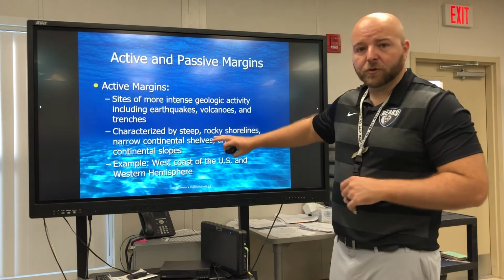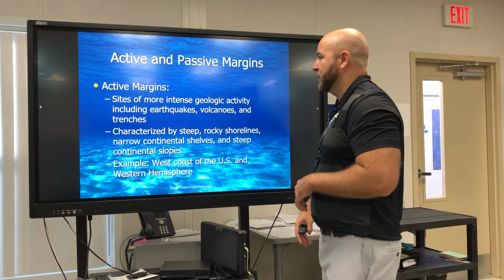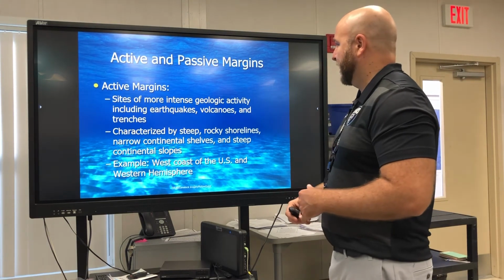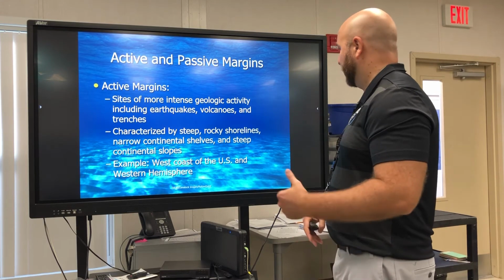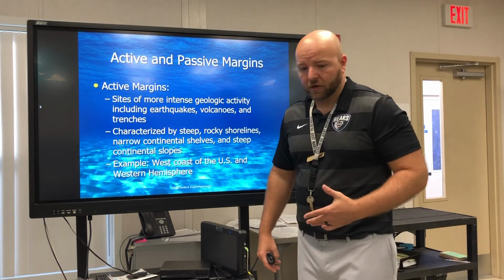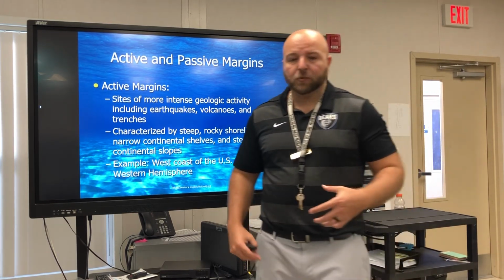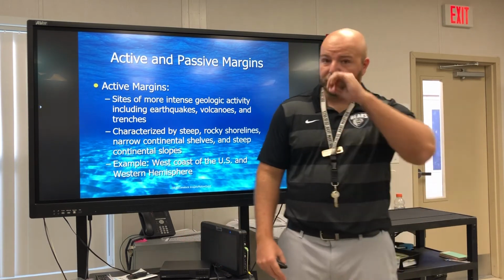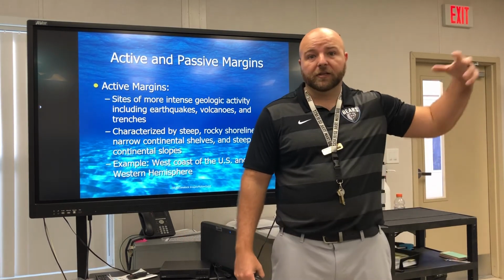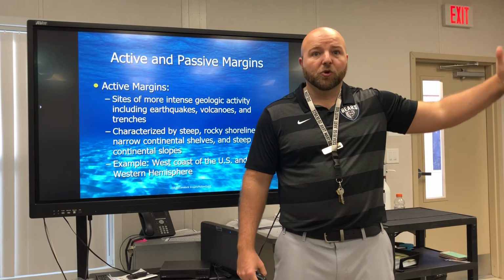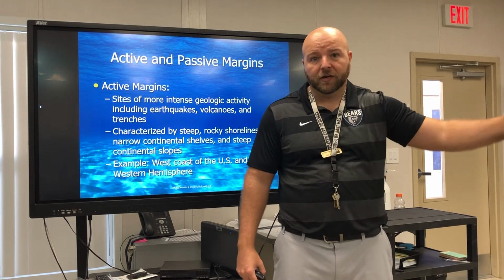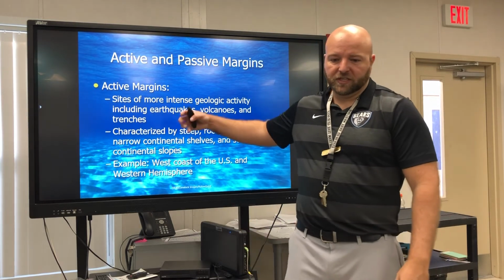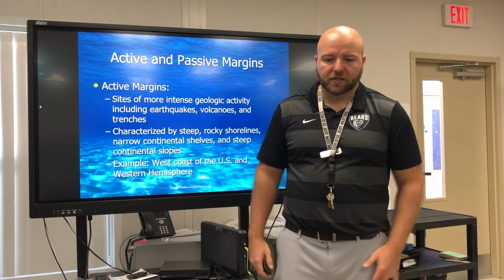I'm going to mention these real quick, but you don't have to write anything for them. So active margins are the sites of very intense geological activity. This is where a lot of earthquakes and volcanoes and trenches are. They're characterized by steep, rocky shorelines. So if you go somewhere like the northwest coast of the United States, Northern California, or Oregon and Washington, you're going to see these steep, rocky shorelines.